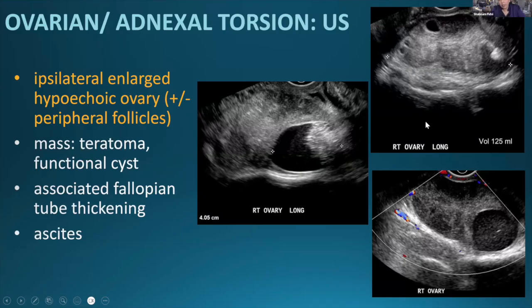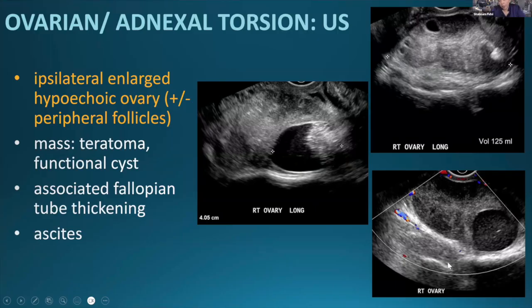So this transvaginal ultrasound image shows the right ovary to be massively enlarged. It has a volume of 125 cc's. You also see that it has this approximately 4 centimeter lesion, which has this large echogenic component along one wall. This was actually a dermoid. I'll be discussing the features later. And this was the lesion that predisposed the ovary to torsion.